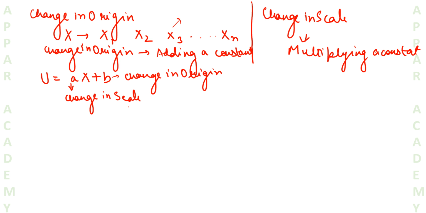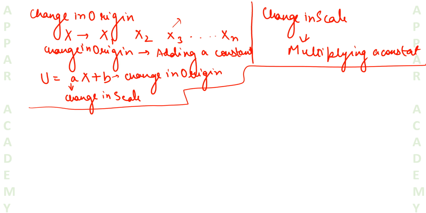Now let's see whether this change in origin or change in scale impacts our covariance or not, and how we can use this particular characteristic to solve questions in an easier way. First of all, let's see the relation between the covariance and the change in scale and change in origin. Let's define the variable u is equal to ax plus b. Now, if I ask you what is u bar, u bar is summation of ax plus b upon n. This is the mean.